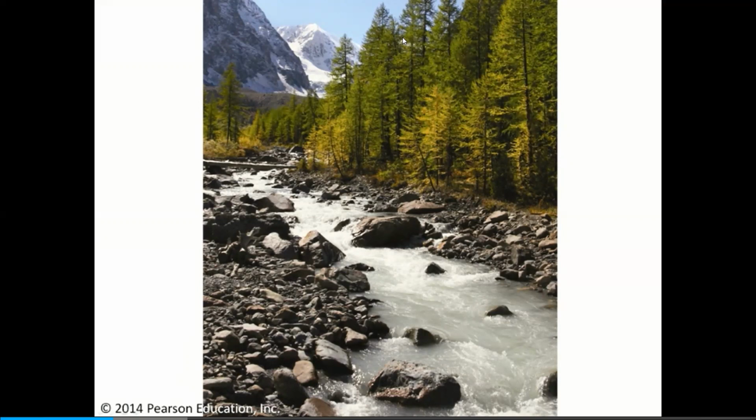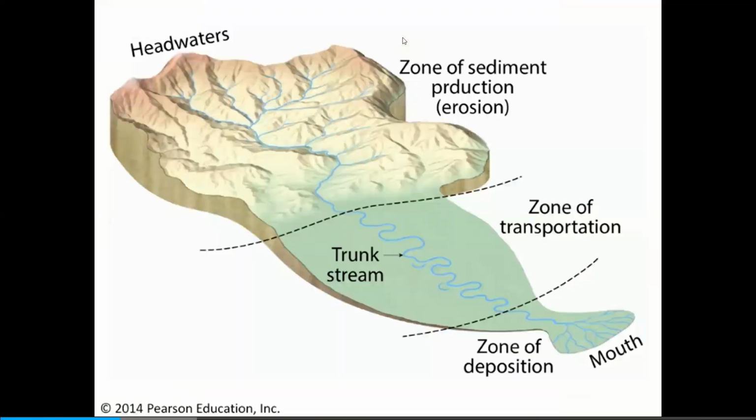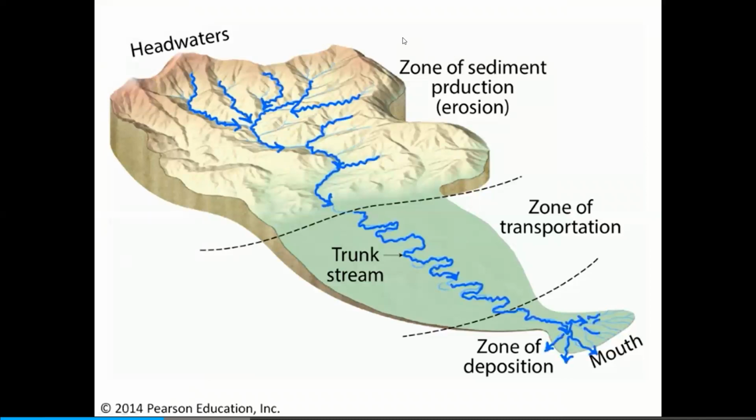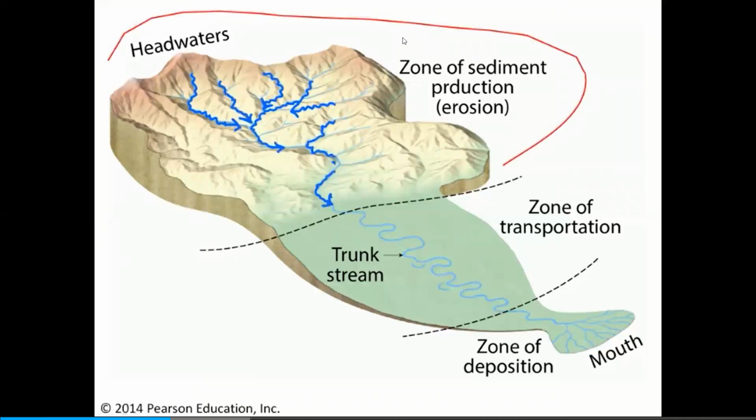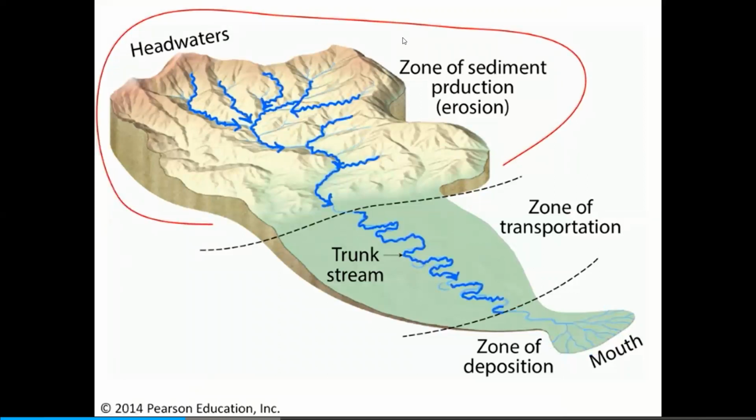The headwaters, like we were just looking at, are over here on the left of this picture, and you can see little tributaries merging in this region of headwaters. Raging mountain streams like the one we just looked at merge into larger trunk streams. The photo we just looked at is the zone of sediment production or erosion, where those mountains are actively being eroded, dumping sediment into the stream.